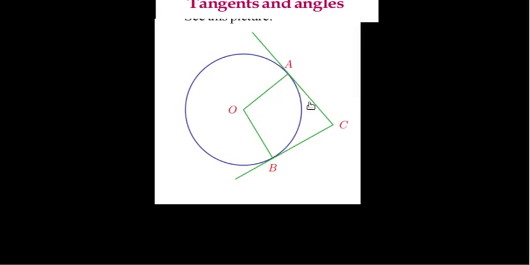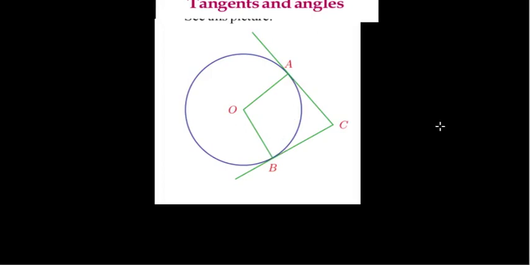Here we can say that CA is perpendicular to OA and CB is perpendicular to OB. Therefore, angle A equals 90 degrees, angle B is also 90 degrees.